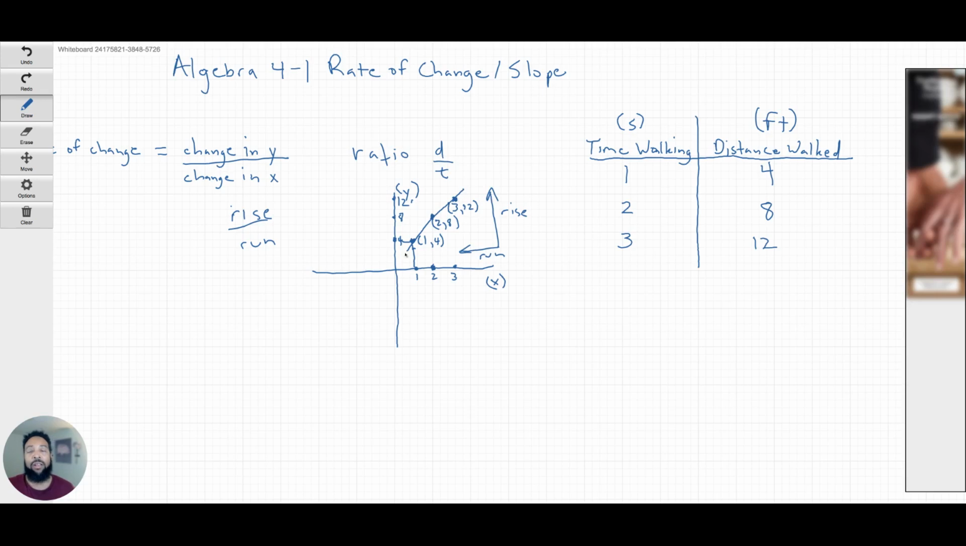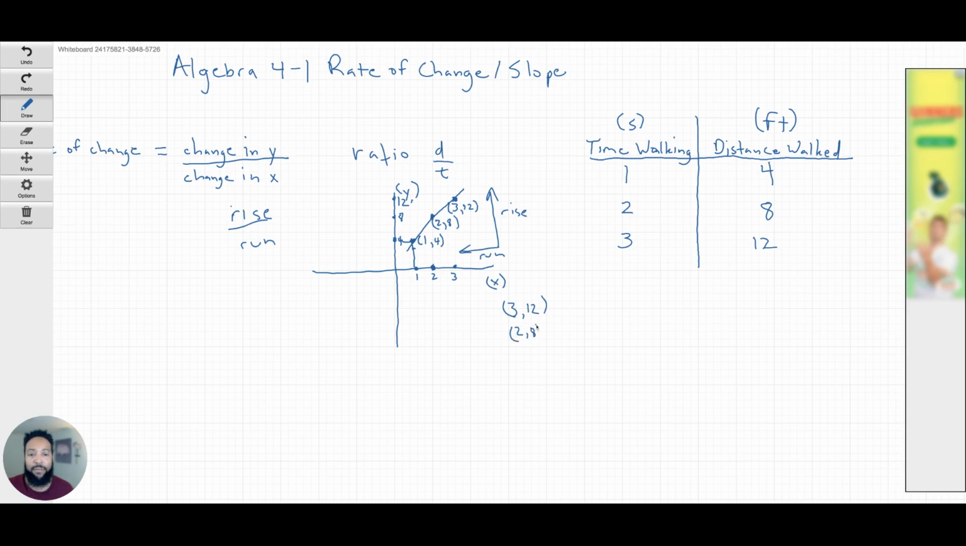So since all of these are on the same line, you could take what they call the slope, or the rise over run, over two sets of coordinates, and they'd be the same. So let's take 3, 12 and 2, 8. So here are x, y coordinates.